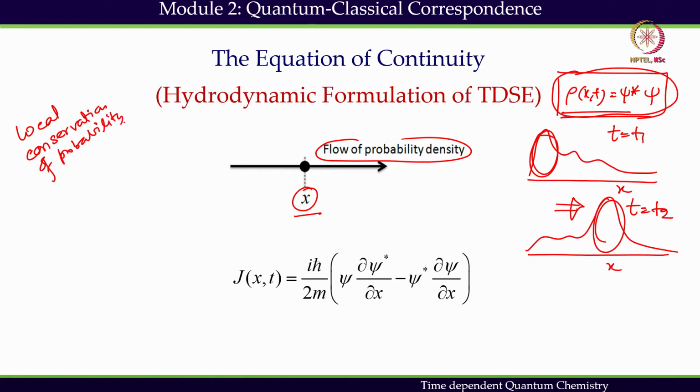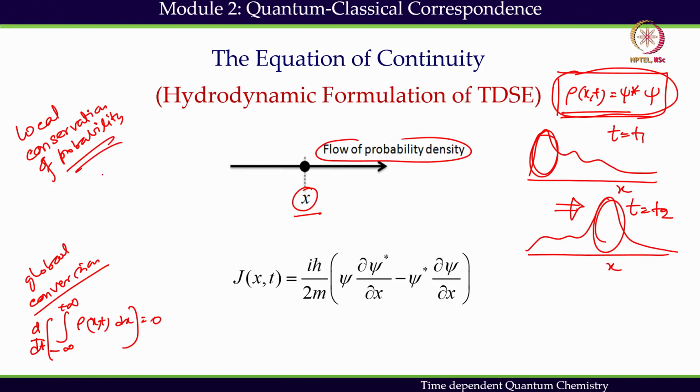Global conservation of probability we have seen. Global conservation of probability means the total probability density has to be constant at any time. So the first derivative with respect to time is going to be 0. That is the conservation of total probability density. But locally, at a point, the probability density is changing.